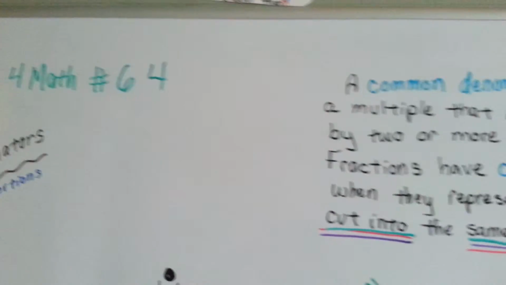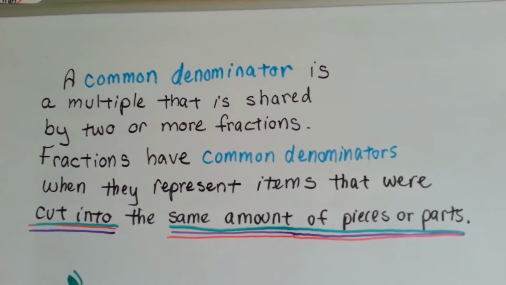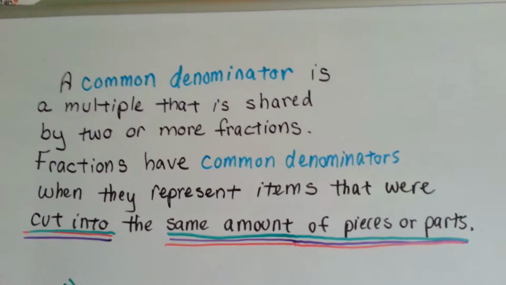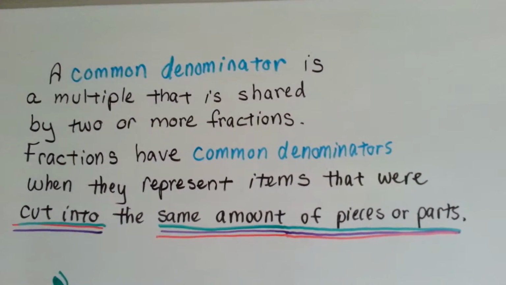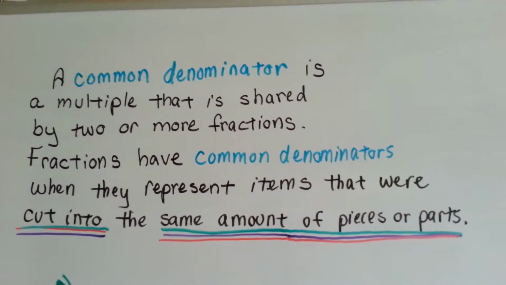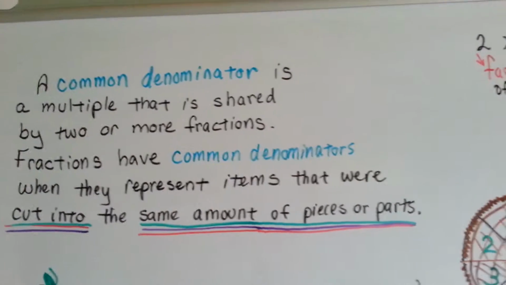Alright, we talked about subtracting fractions in the last video. I'll remind you that a common denominator is a multiple that is shared by two or more fractions. Fractions have common denominators when they represent items that were cut into the same amount of parts. They have the same amount of pieces.